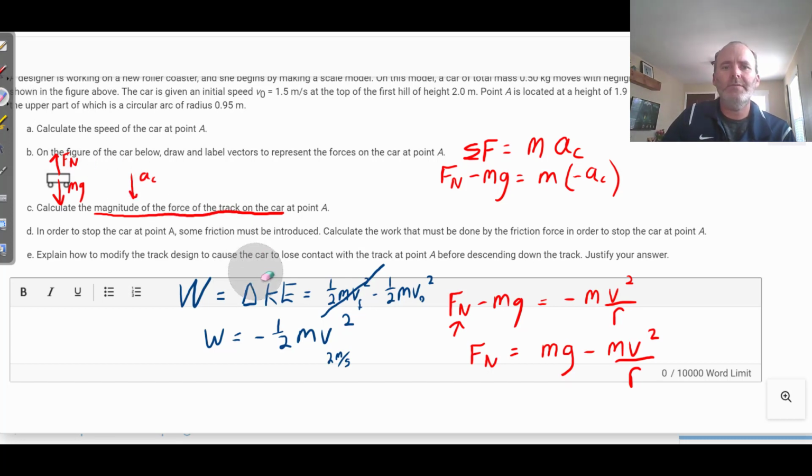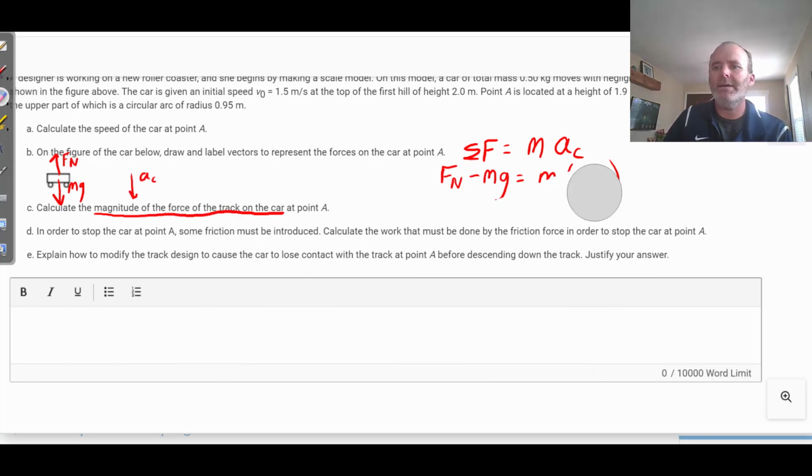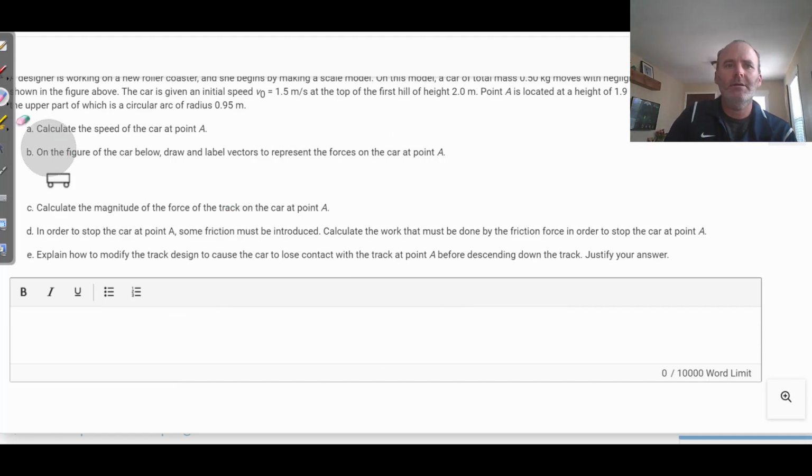Okay, last part of this. It says, explain how to modify the track to design the car to lose contact with the track at point A before descending down the track. All right, so let's think about this. I want to figure out at what point the normal force would go away. So when is the normal force going to equal 0? What would I have to do to the track?